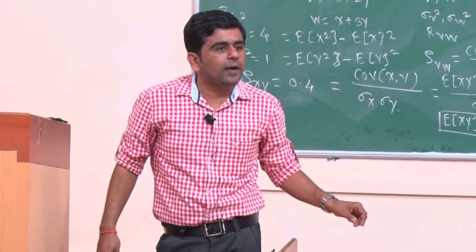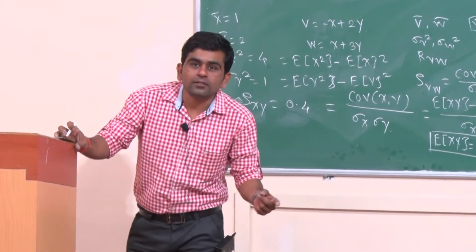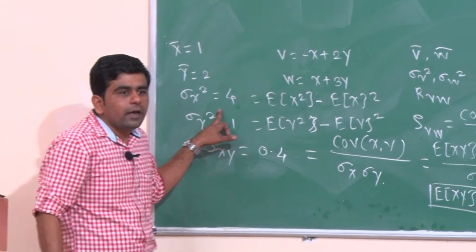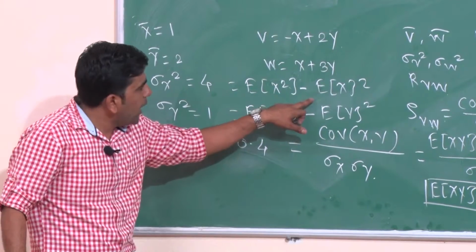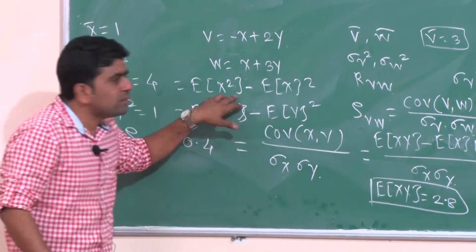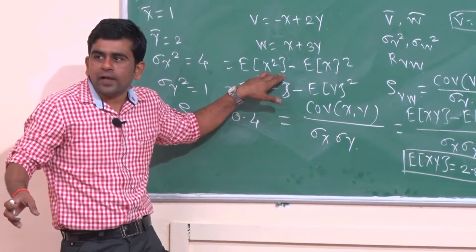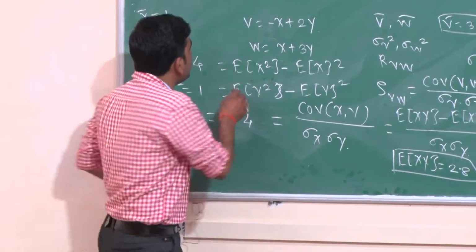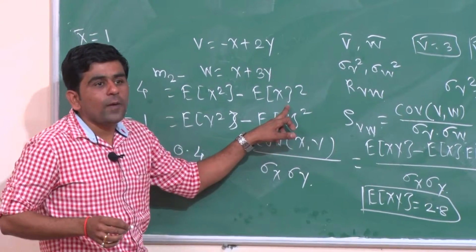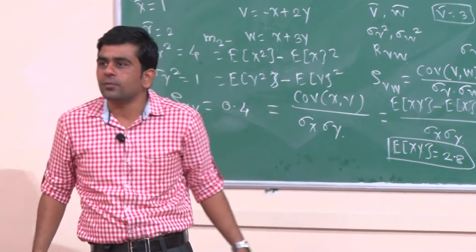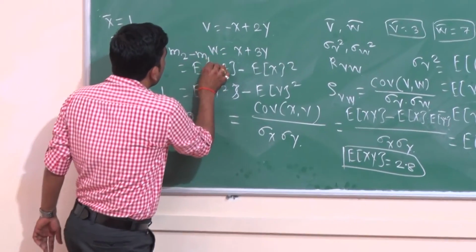Then how to find out expected value of x square and y square? By using the definition of variance. So variance sigma x square is given as expected value of x square minus expected value of x, whole square. Expected value of x square is the second moment about origin, which we can write as m2. Expected value of x is the first moment about origin, which gives the mean value. So here we will get m1 square.